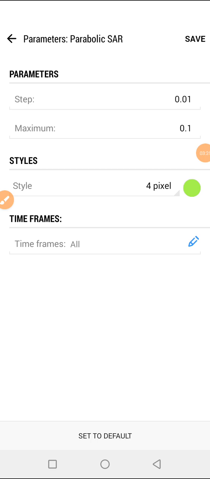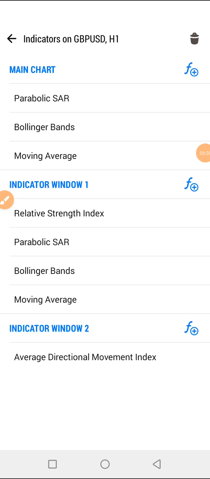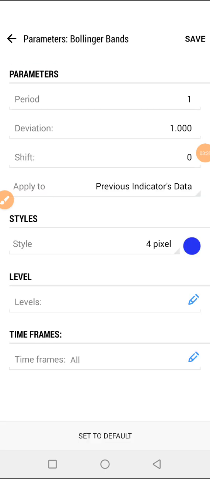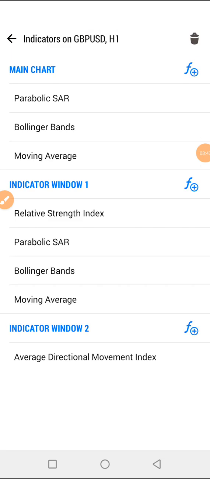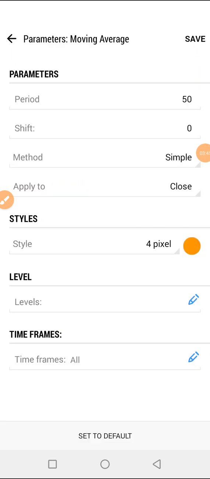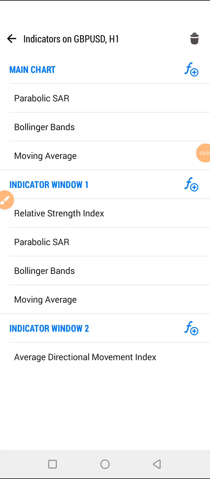Then the next indicator is the Bollinger Bands. The Bollinger Bands has a period of 1, deviation 1.000, shift 0, apply to previous indicator data. You can use any color of your choice. I use blue. Then you click on save. Then the last indicator on the main chart is the moving average with a period of 50, shift 0, method simple, apply to close. Then you click save. So with this setup, we are done with the main chart.